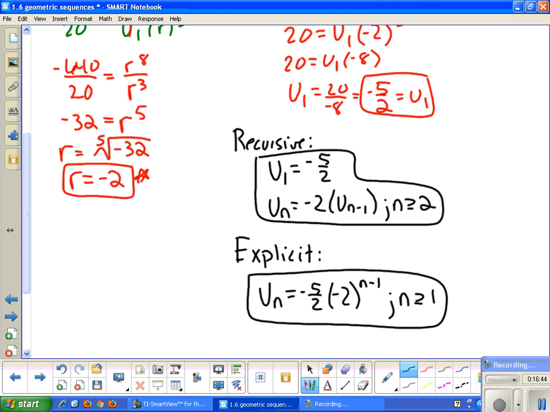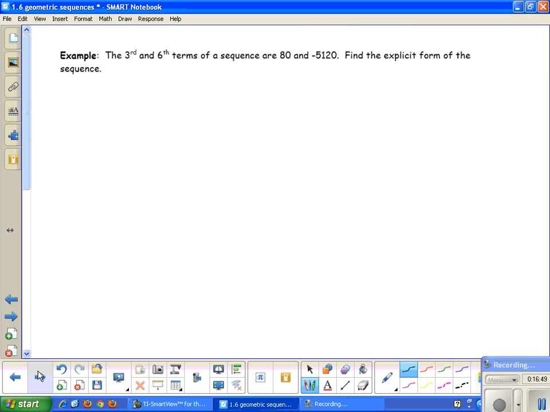And so that would be that formula. So let's do another practice of one of these because these can be a little bit harder. All right, so the third and sixth terms of the sequence are 80 and -5120. Find the explicit form of the sequence. So just like the last one, we have to find our first term and our common ratio.